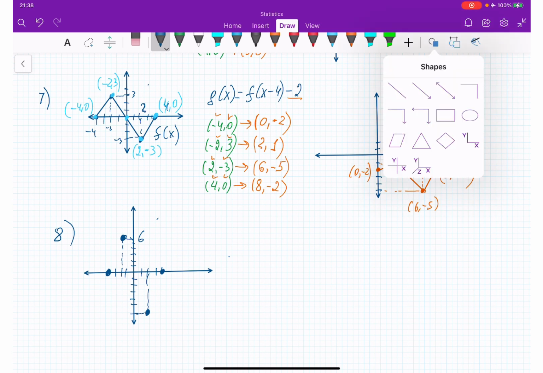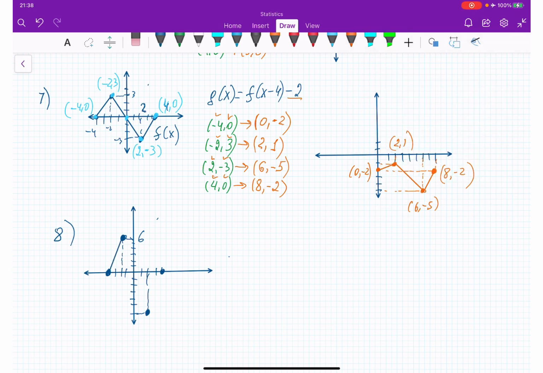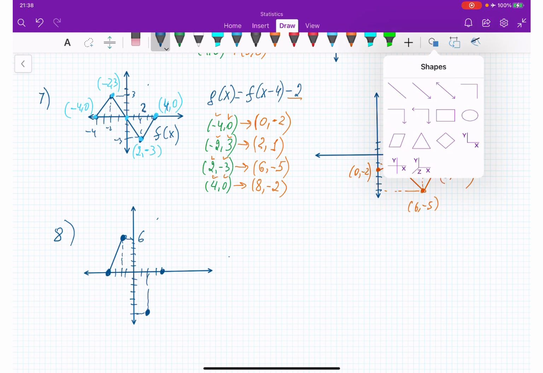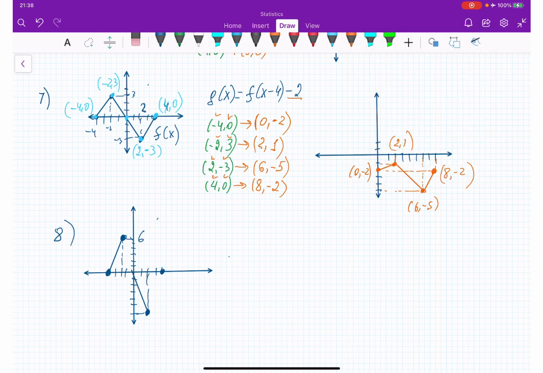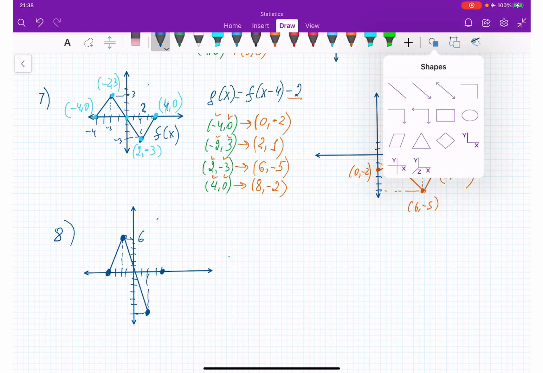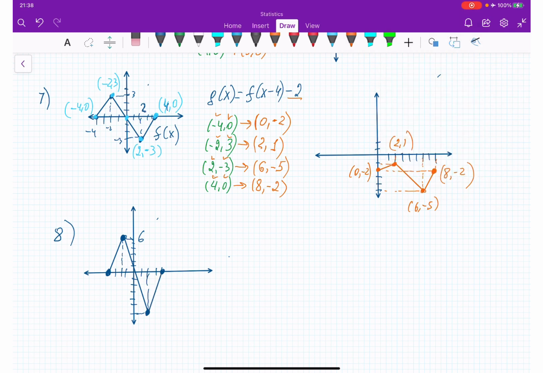Okay, let's connect. This comes here. This comes here. And this comes here. So what are our coordinates? Let's write down. -4 and 0. Here we have -2 and 6. Here we have 2 and -6. And here we have 4 and 0.